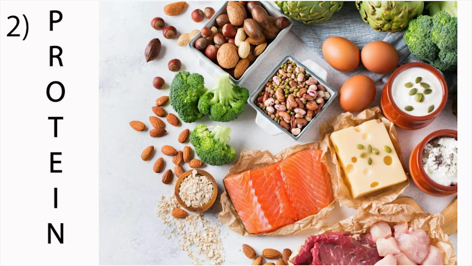Now coming to the second group, that is proteins. Protein is a very important nutrient for our growth, because it helps in bone and muscle development. So both bones and muscles need an adequate amount of protein. A child generally requires 1 to 1.5 gram per kg of weight of protein for their growth. And protein can be derived from both vegetarian and non-vegetarian sources.